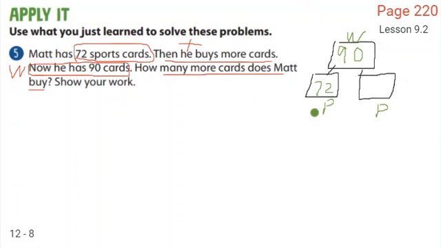Okay, number bond helps us organize the data, but now we want to go and solve this problem. I'm going to first do it with a standard algorithm, okay? And we're going to regroup in that standard algorithm. So I start out with 90, and I'm going to subtract 72 from that.